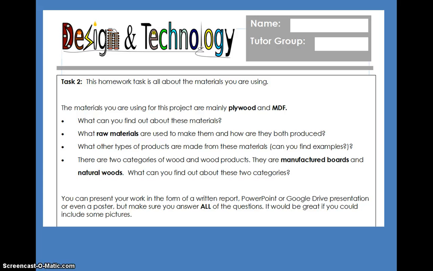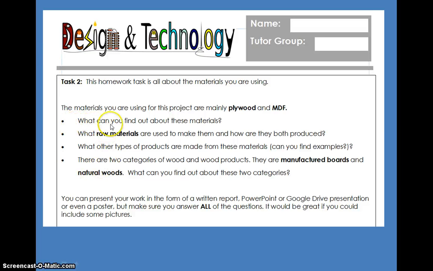Let's break the page down into two because there are a lot of words. This task 2 at the top just outlines what we're looking for. You are researching the materials in this project, plywood and MDF, and these are the 4 questions we'd like you to answer in this research.